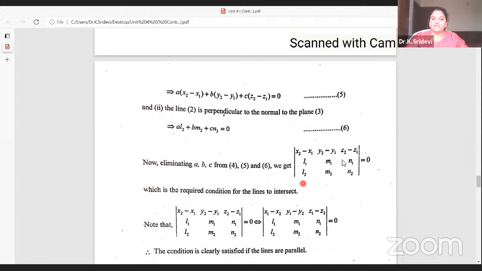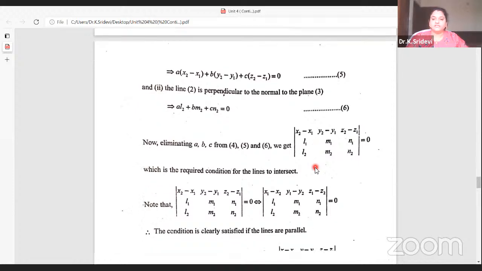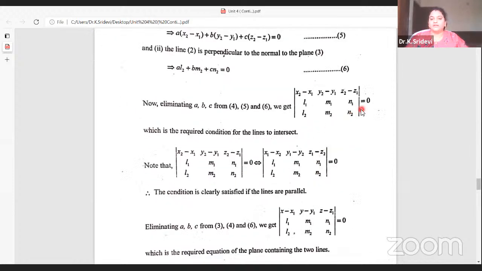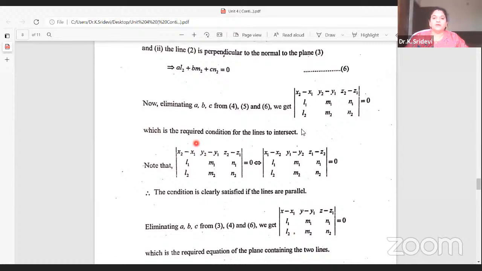Now find the determinant of this one. Then we get some value. If this value is 0, then we say this is our required condition for the given two lines to intersect. If these two lines intersect, then definitely these two lines are said to be coplanar.